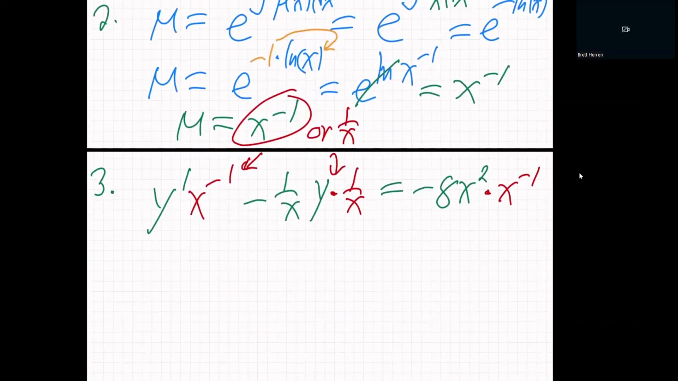Now, what's going to happen? On the left side, this is going to become y prime over x. You can make it 1 over x if you want. Yeah, you could just make all of those 1 over x. That'd probably be easier. How about I'll just do that?